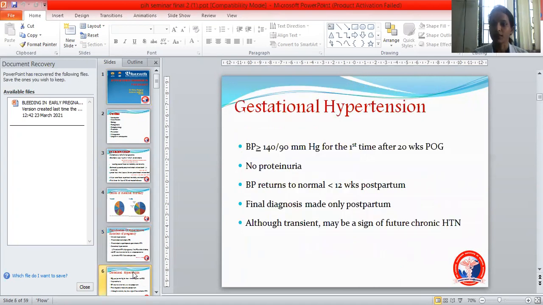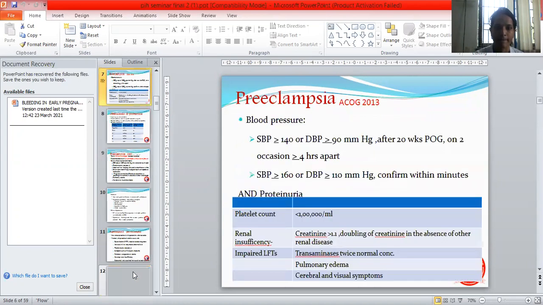Gestational hypertension is defined as a systolic blood pressure more than or equal to 140 or a diastolic blood pressure more than or equal to 90, diagnosed for the first time after 20 weeks of gestation, with no accompanying proteinuria. Also, after the delivery of the baby, within 12 weeks, the blood pressure should return to normal. So the final diagnosis is made only postpartum, a retrospective diagnosis. Although it is only transient, many times it can still be a sign of future chronic hypertension.